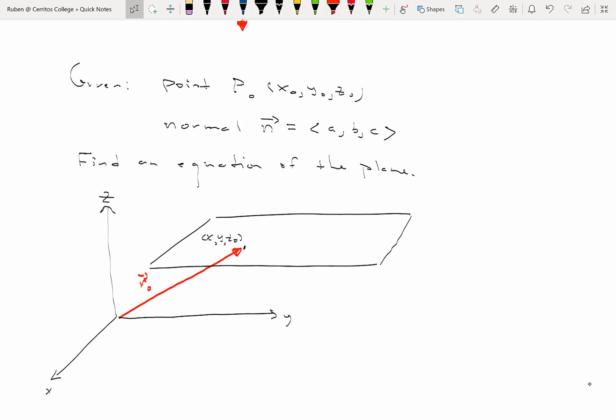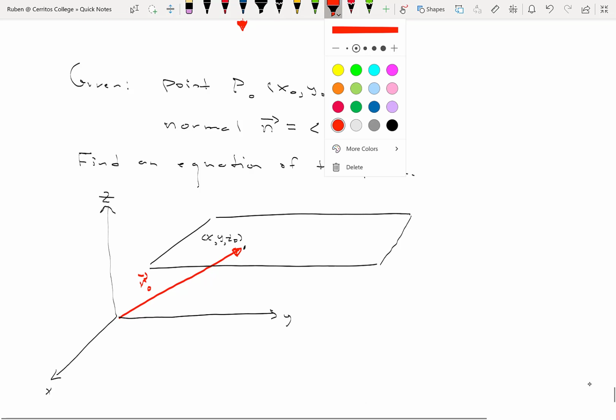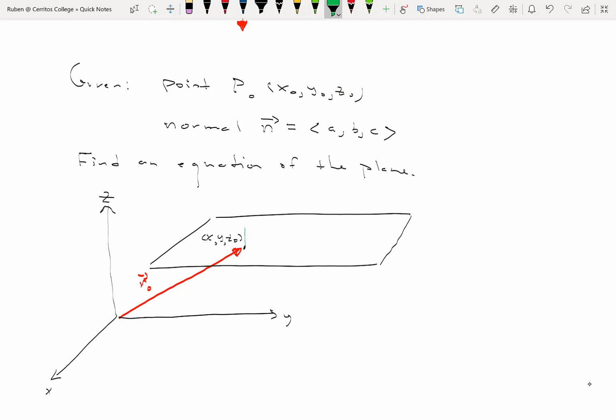And at the point XYZ, I'm going to draw in the normal vector, and I'm going to draw it green, if my surface will allow me to. So here's the normal vector drawn at the point P.